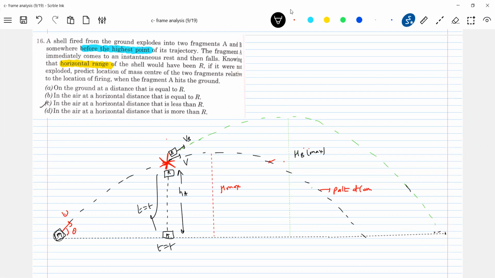Sir, how can you say that? The B will be here. When B is here, where will the center of mass of the system be? Somewhere at this point. So is it striking the ground? No. Is it okay? No. So is it striking the ground?